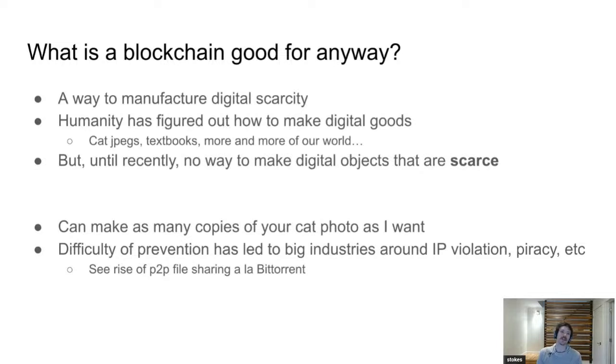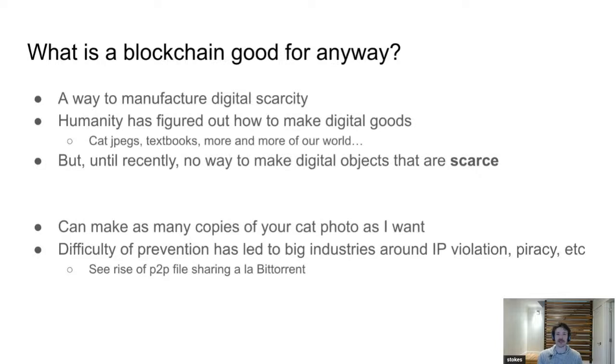The place to start is that we figured out how to make digital goods. All these cat photos on the internet, digital textbooks, and more and more of our world today. The thing is that you can basically copy all of these things. If I give you one of these cat JPEGs, you can just copy it as much as you want. There's no way to represent scarcity in this digital world.